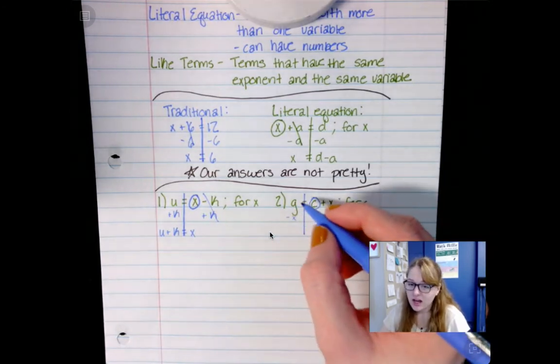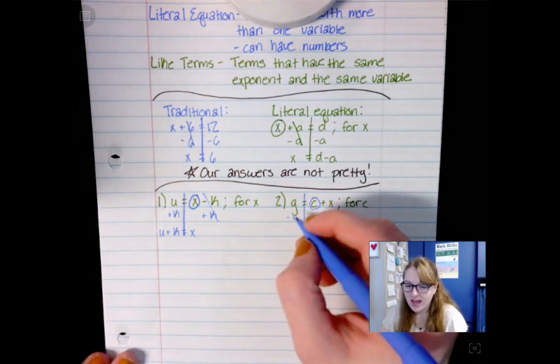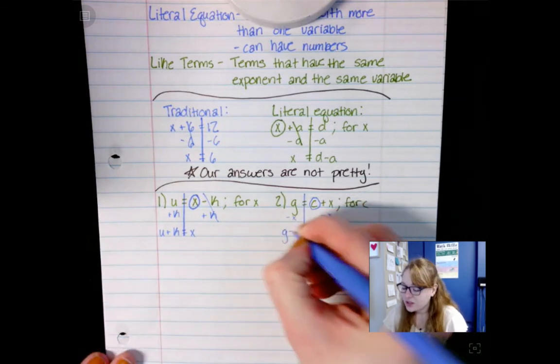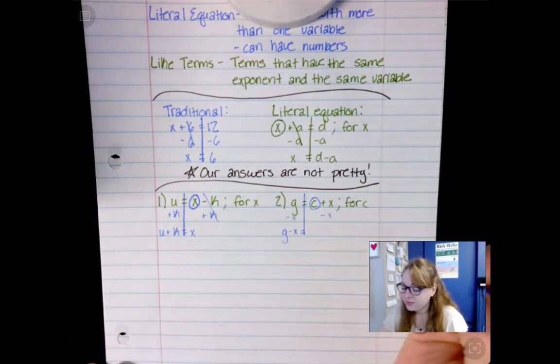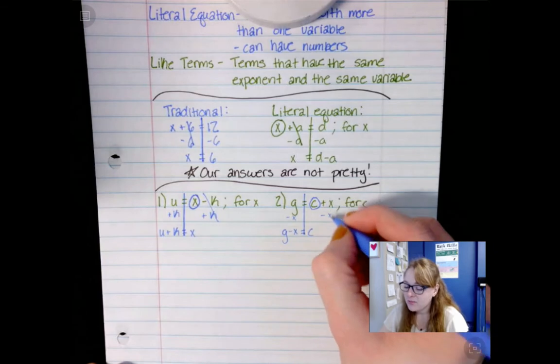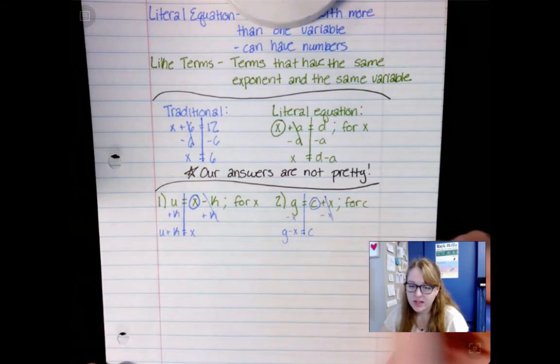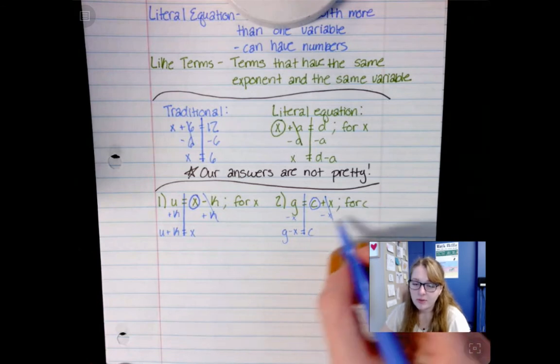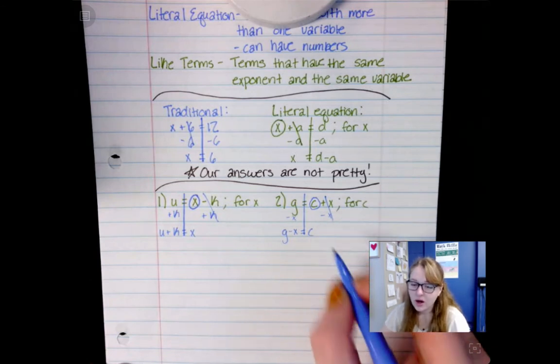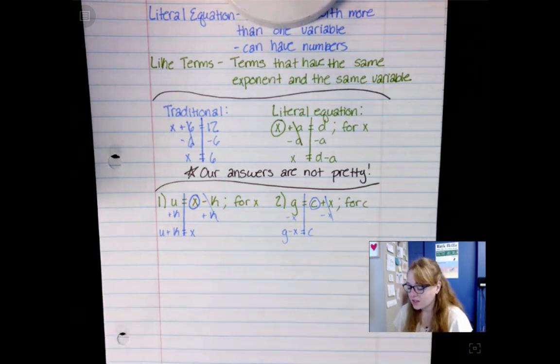G and x are not like terms, so we are going to go ahead and just write them right next to each other. Bring down that c because we did not add or subtract anything from it. And then positive x minus x, just like with numbers, those cancel because they go to 0. And we know we are done when our variable that we want to solve for is alone on one half of the equal sign. Since that c is alone, we know we are done.